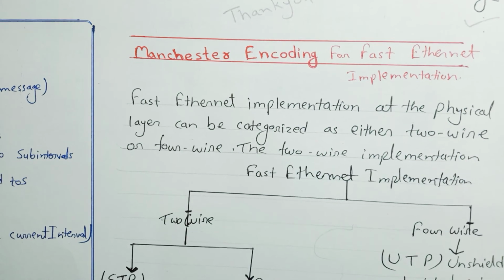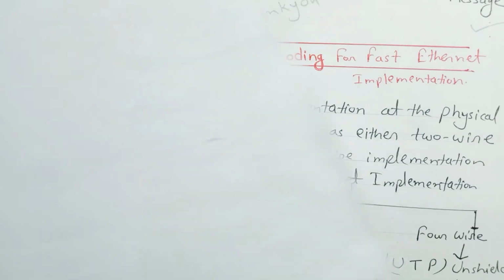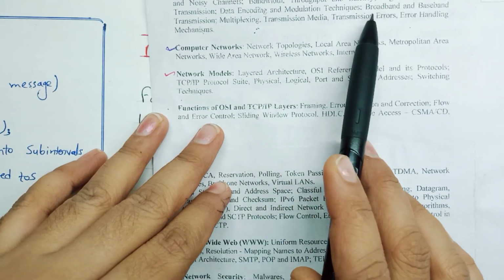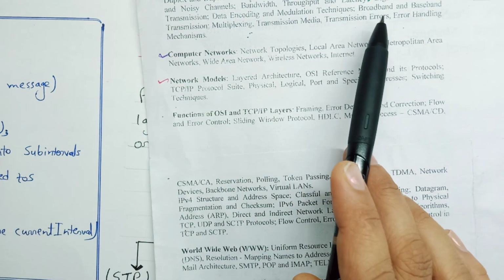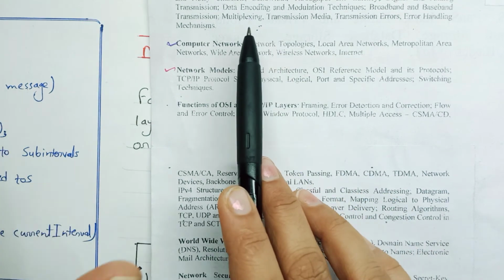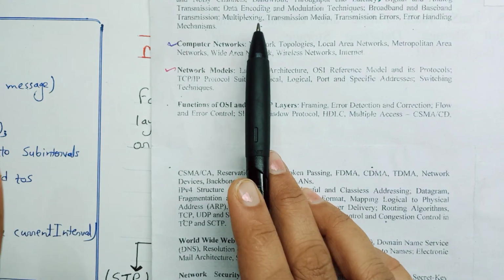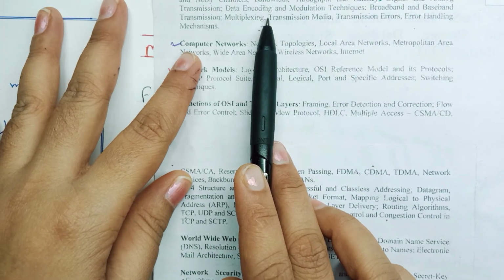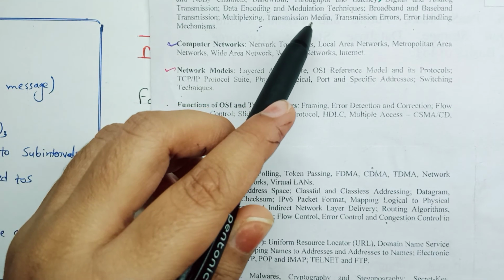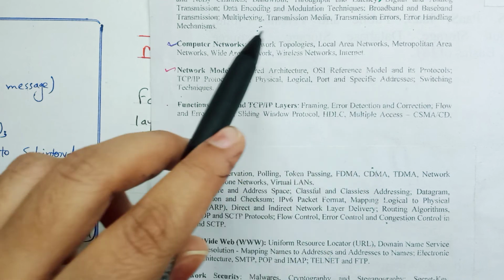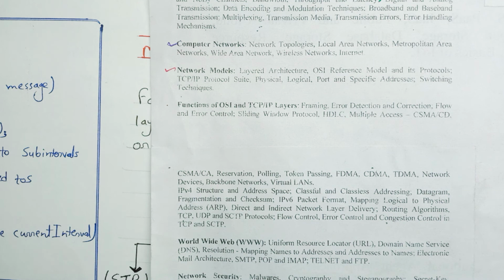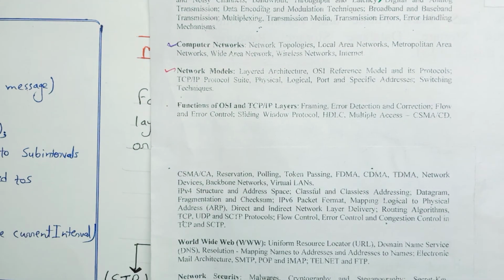Now in our syllabus there is data encoding and modulation technique, broadband and baseband. In the next lecture we will discuss the modulation techniques. We have already finished data encoding. Digital and analog transmission and data encoding are completed in this video, and in the next video we will discuss modulation techniques, broadband and baseband transmission, multiplexing, and transmission media. These topics remain for the next video.